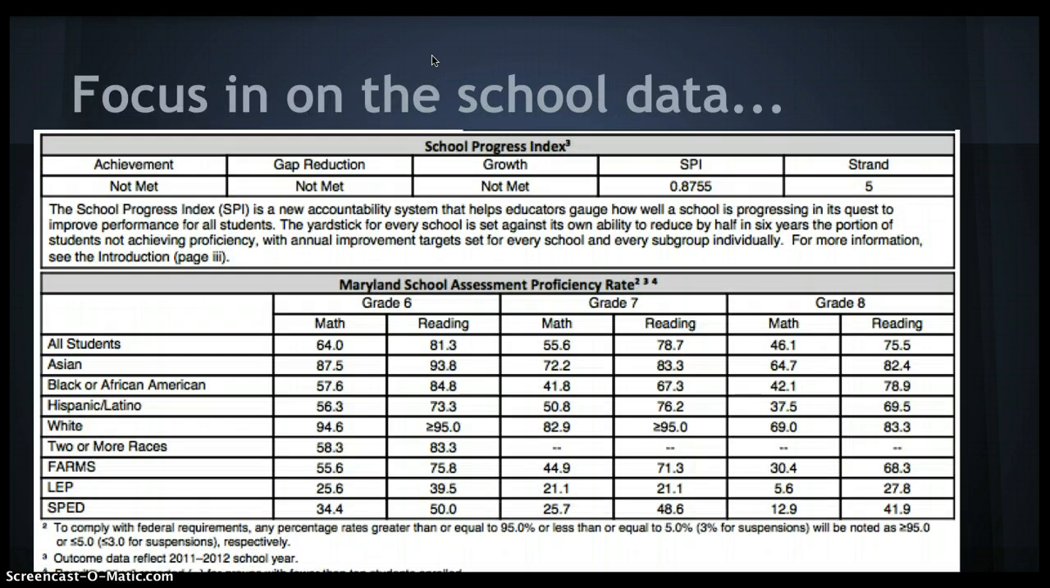Looks like we're going to need a binder. First thing we're going to put in that binder is the school data. Let's take a look at the school data for the middle school where I work. As you can see, school progress was not met in any category. And in all grades, grades 6, 7, and 8, minority students, black, African American, Hispanic, free and reduced meals, limited English proficiency, and special education students lag behind their white and Asian peers at a great rate.